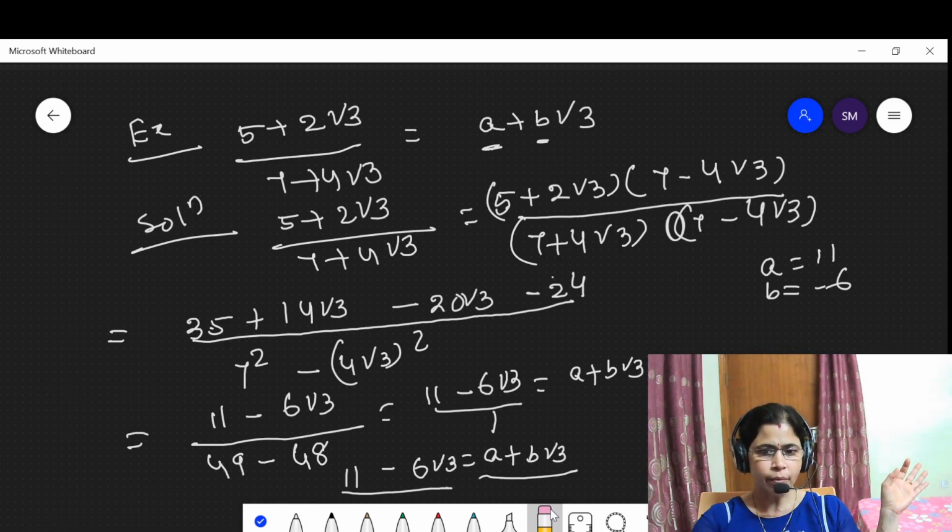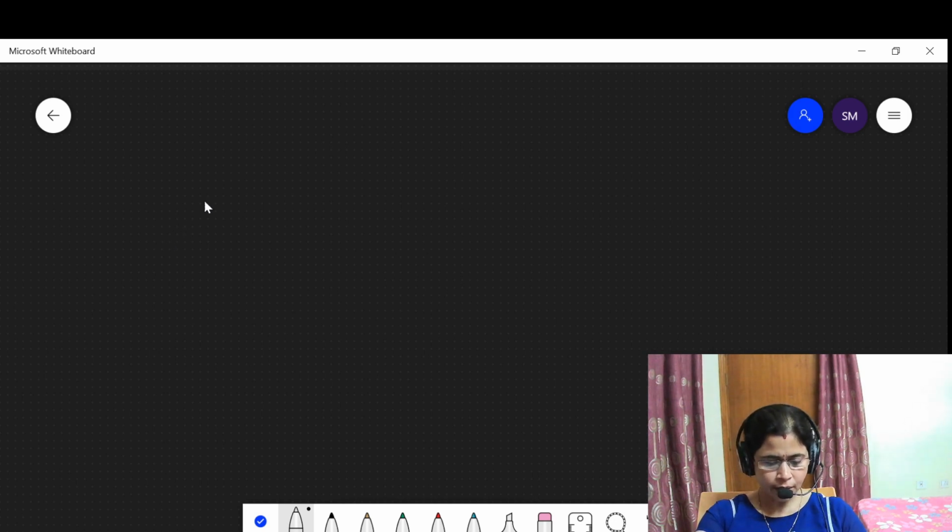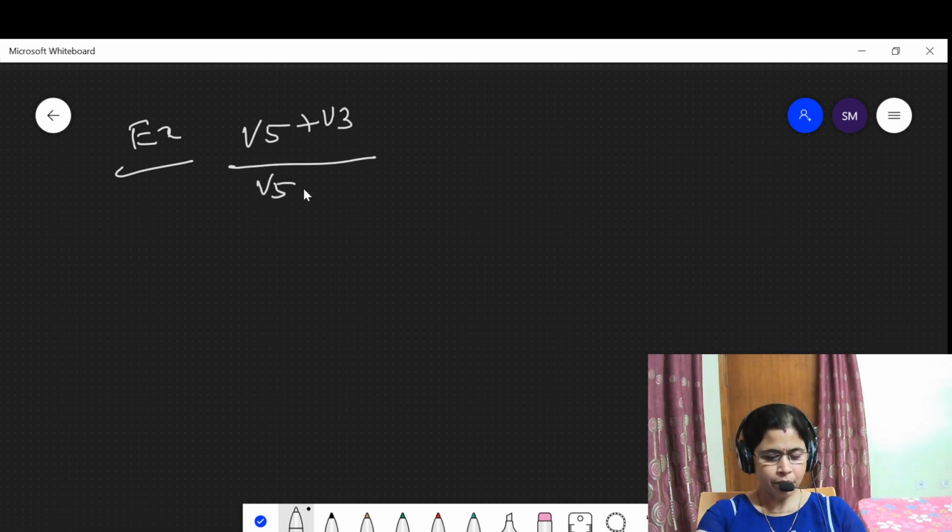Now let us solve some other examples. Here you have to rationalize the given questions and find out the value of a and b. Look here. Rationalize the given question. The given expression is root 5 plus root 3 upon root 5 minus root 3. Here you have to rationalize this.